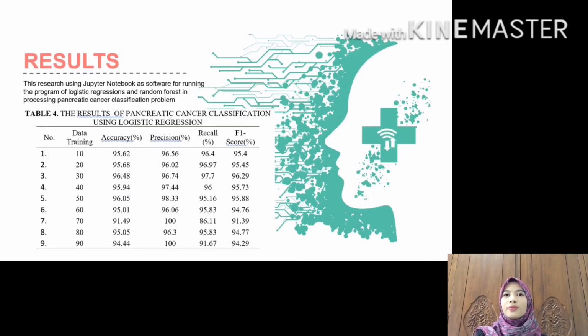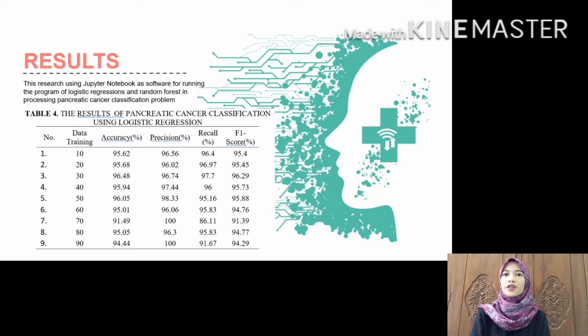This research uses Jupyter Notebook as software for running the programs of logistic regression and random forest in processing the pancreatic cancer classification problem. Testing the accuracy, precision, recall, and F1 score in this type of classification is done by changing the amount of data training. The results of accuracy, precision, recall, and F1 score given by the logistic regression and random forest classifier methods are shown in Table 4 and Table 5. Table 4 is the result of pancreatic cancer classification using logistic regression.